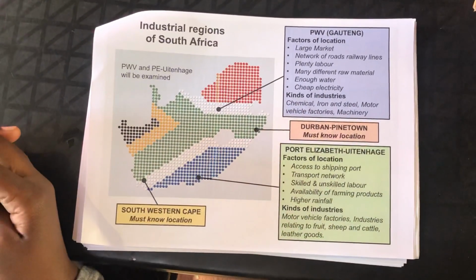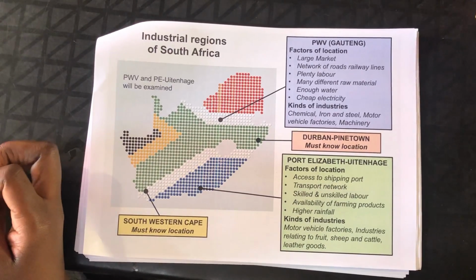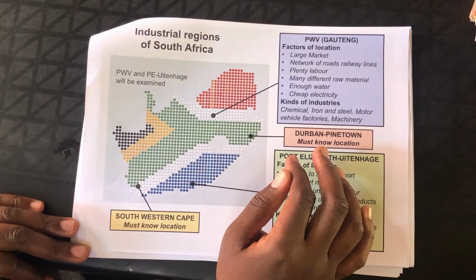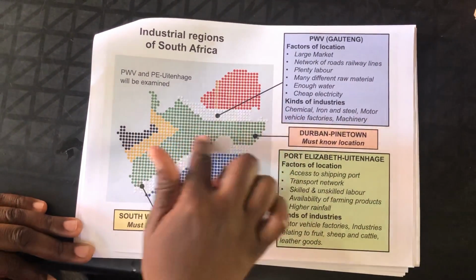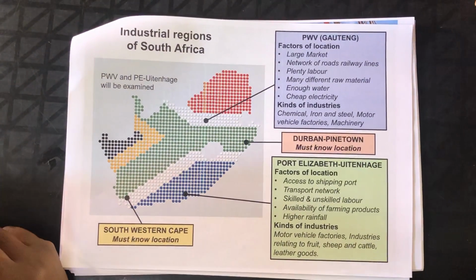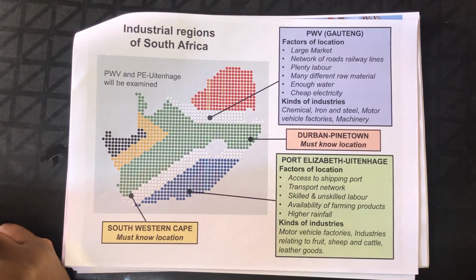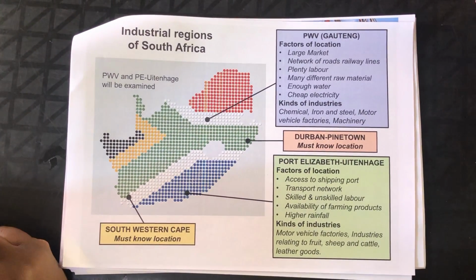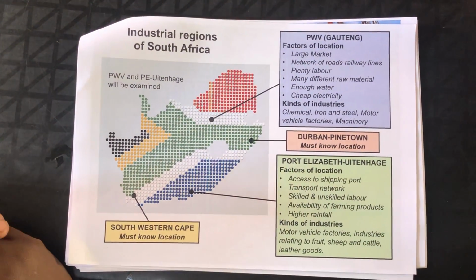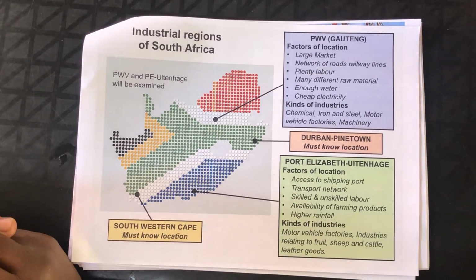Now, when we look at industries, we also need to look at the 4 core main regions of South Africa. The first one is the PWV, where we look at the Gauteng area. Factors that have influenced location there is that there's a large market, we have very good transport networks, labor available, skilled and unskilled, water availability through water transfer schemes, raw materials are available, and also electricity is available.